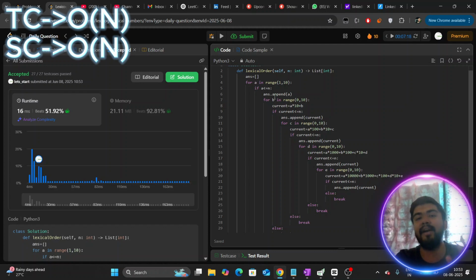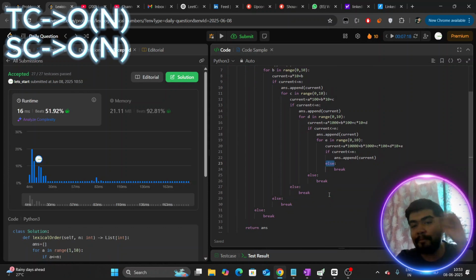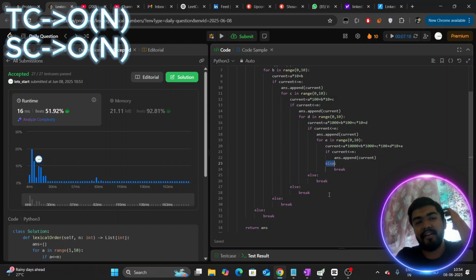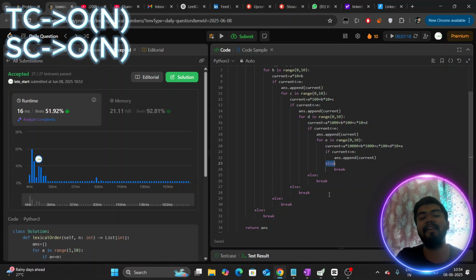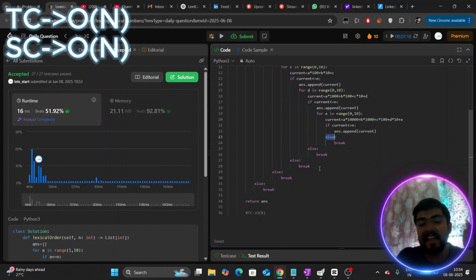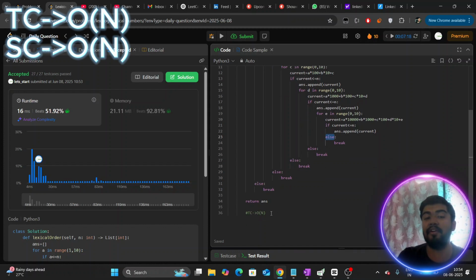To the naked eye we are able to see that, but no, because we have this else break, this else break outgo. So it is never going to iterate 5 into 10 raised to the power 4, or 5 into 10 raised to the power 5. It is max only iterating n times, because we have this else outgo. So it is going to break for sure at that particular time.